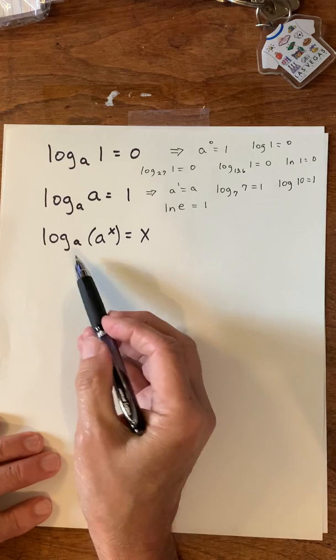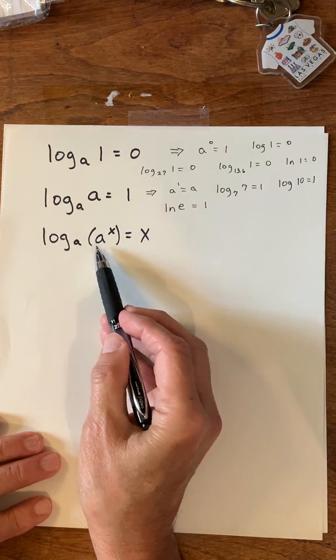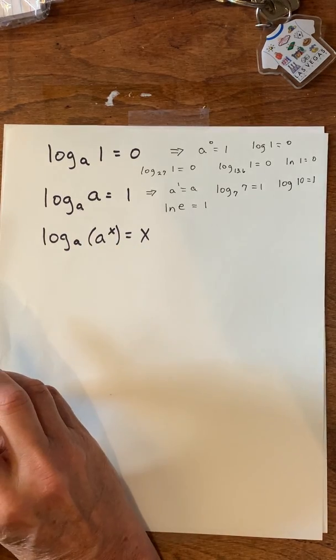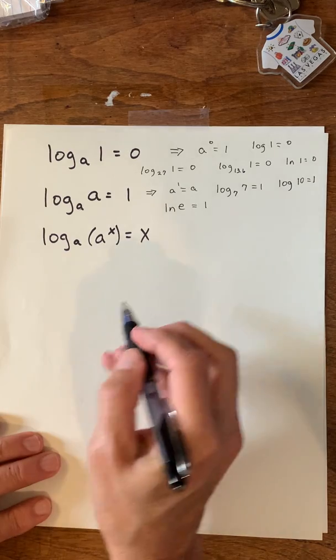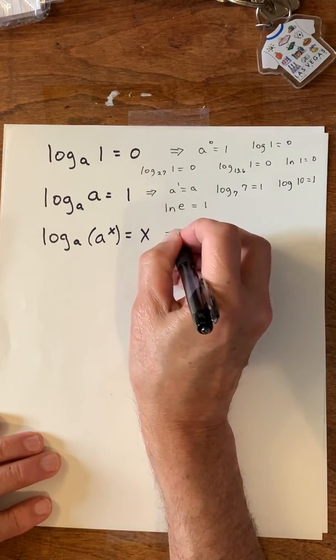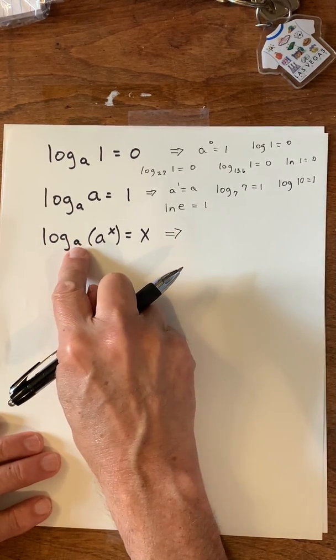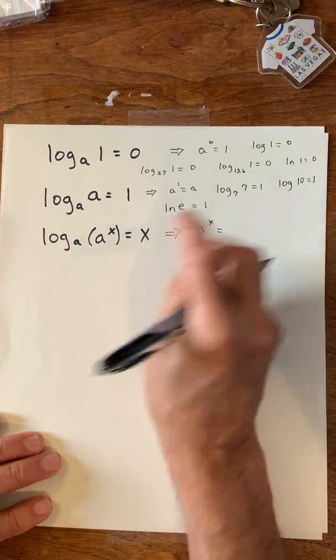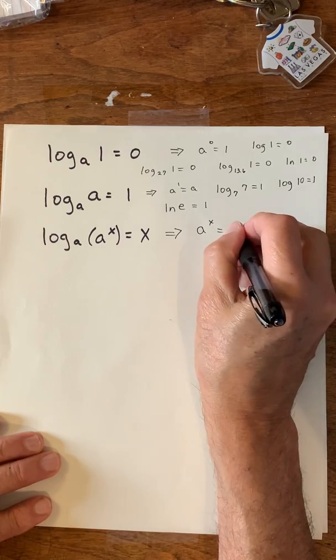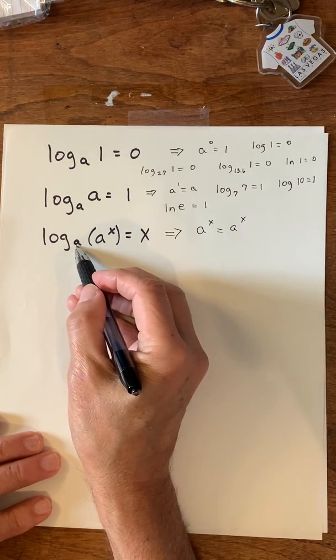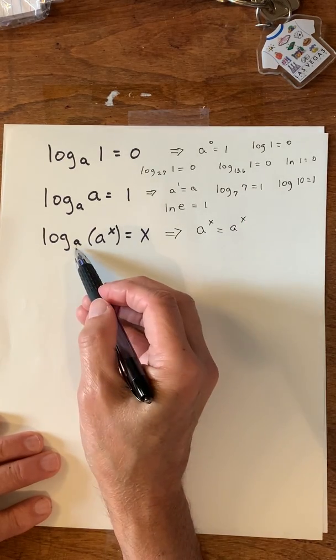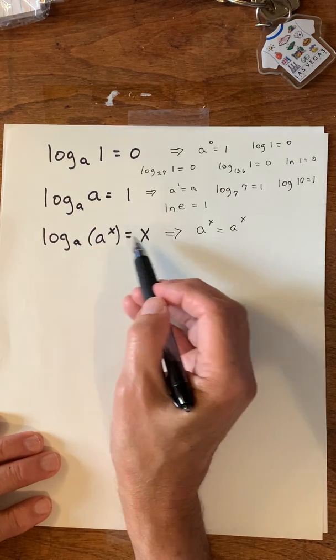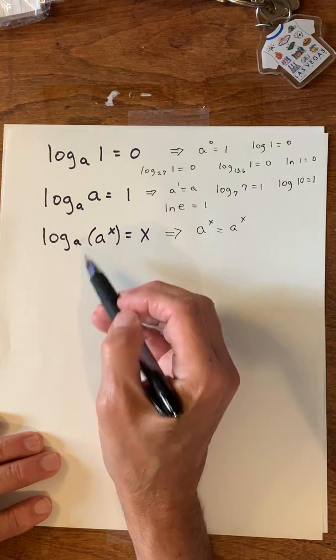Here's the last one. Log base a of a to the x, that's just going to be x. Let's see why that works. A to the x equals a to the x. Hey, it makes sense. So this value is almost redundancy. A to the x equals a to the x.